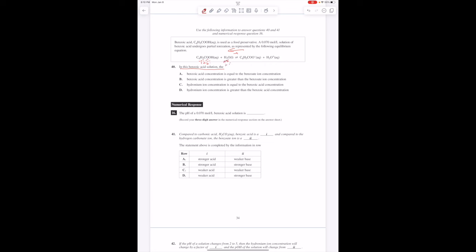Water's lots. Little bit. Okay. The benzoic acid concentration is equal to the benzoate. So this and this are equal. I would say no. False. The benzoic acid is greater than benzoate. Definitely true. Hydronium ion is equal. So hydronium is equal to this. No. Hydronium is greater than that. No. So I'd say B. 40 is B.